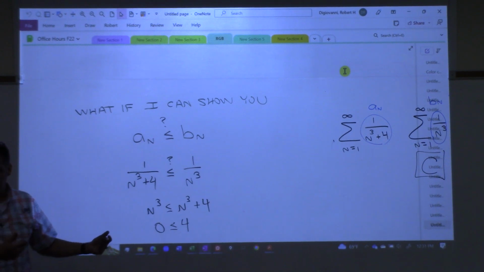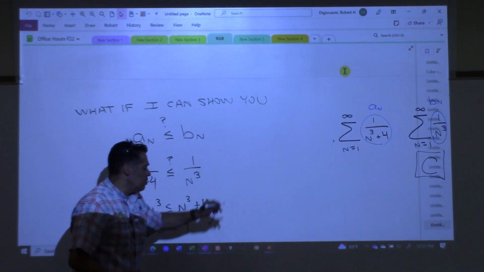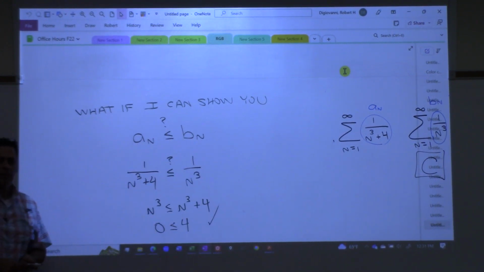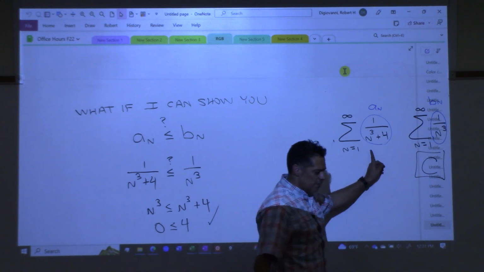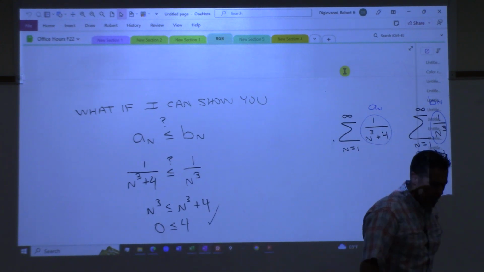Subtract n cubed on both sides. That's true, isn't it? We're done. We now can conclude that this must converge as well. That has to converge.